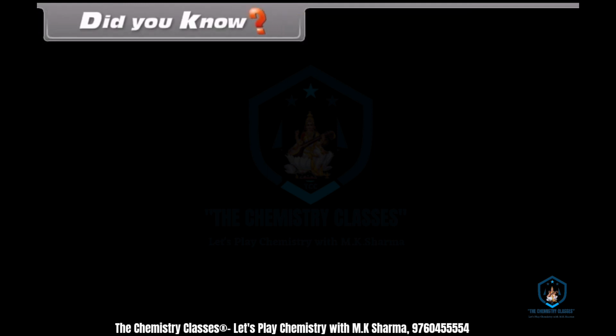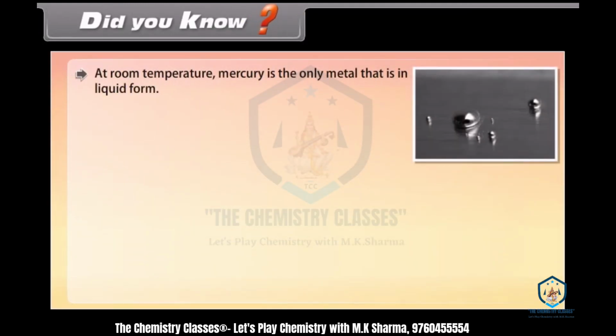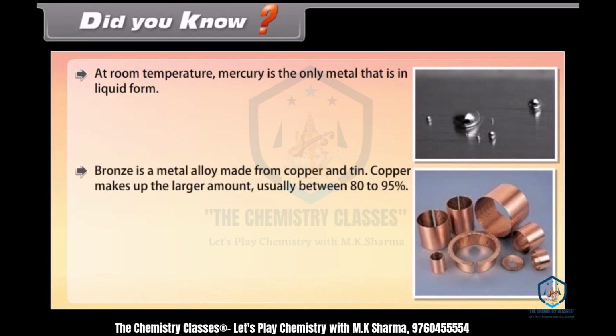Did you know? At room temperature, mercury is the only metal that is in liquid form. Bronze is a metal alloy made from copper and tin. Copper makes up the larger amount, usually between 80 to 95%. Iron is the sixth most common element found in the universe.